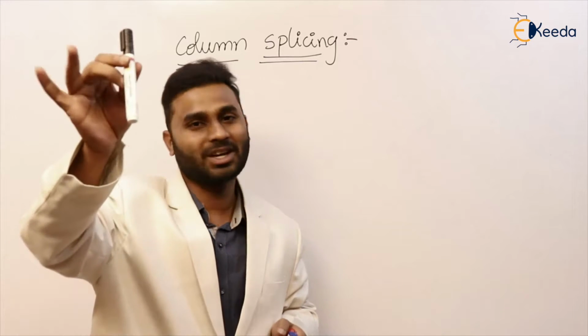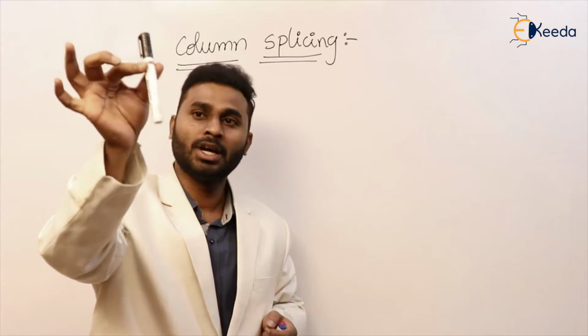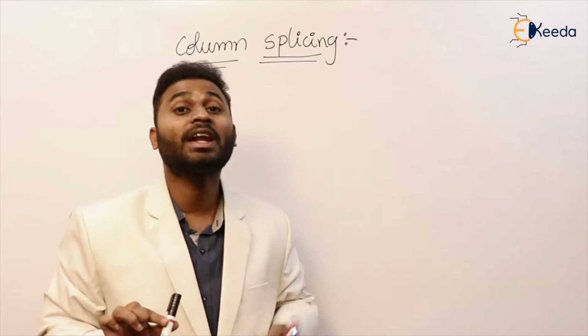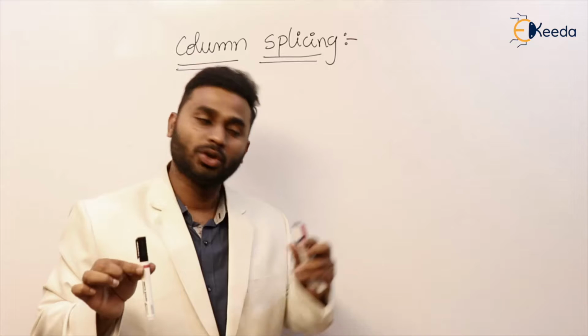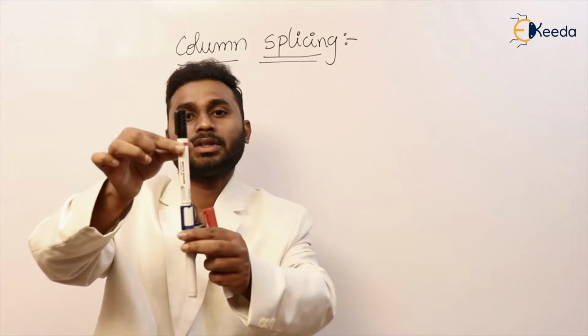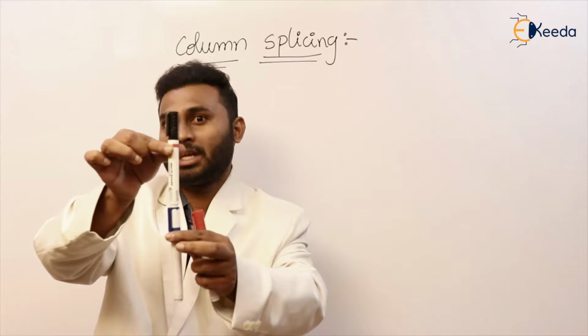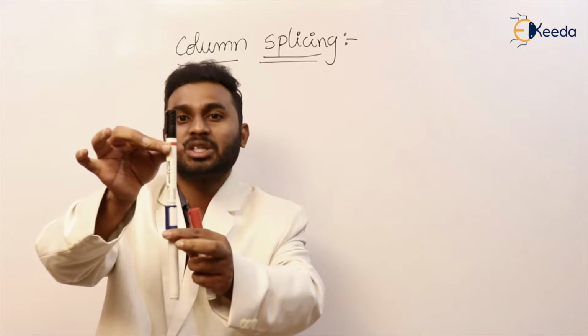For example, this is a column, a structural steel member which is manufactured in the industry. Now assume that we are going to use this member as a column. We require a 10-meter column, but this is of 6 meter only. Then what to do? We take another 6 meter and make a connection. Now there is an increase in length, or height, so this is known as splicing.